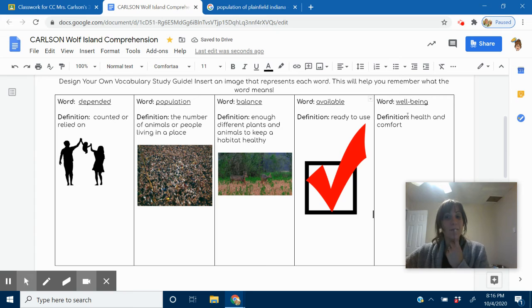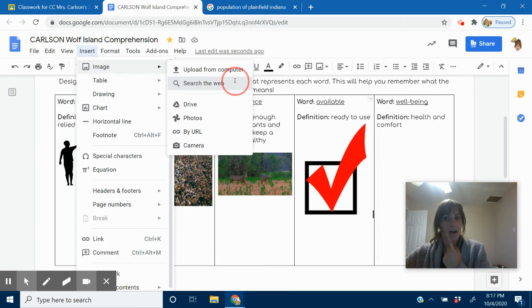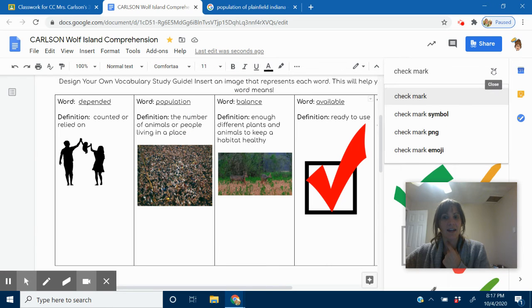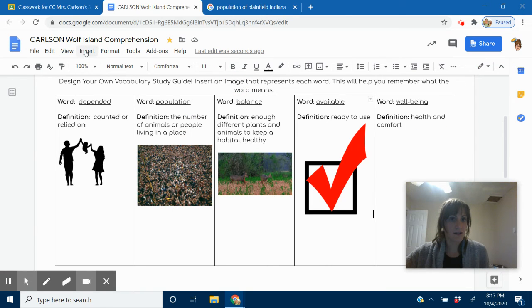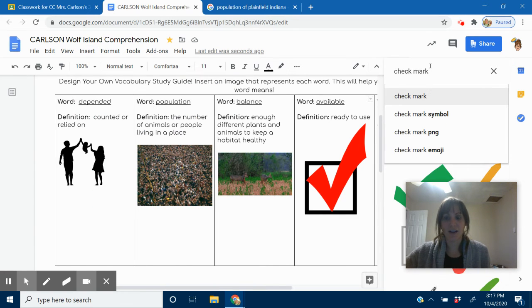Okay, this one, well being. The definition is health and comfort. So it makes me think of, insert image, search the web. If I am eating healthy food, oops, I accidentally exited out. If I am eating healthy food, I am taking care of my well being.